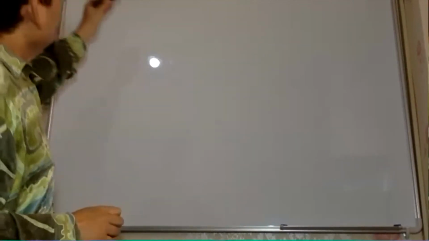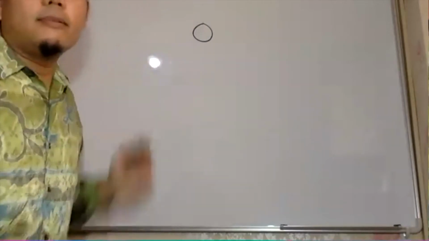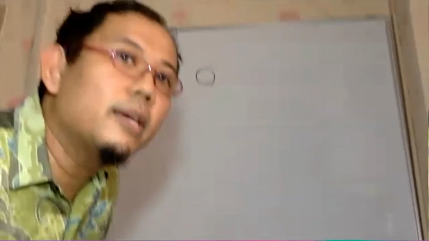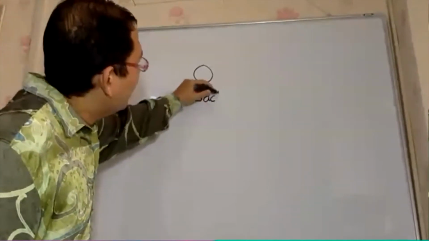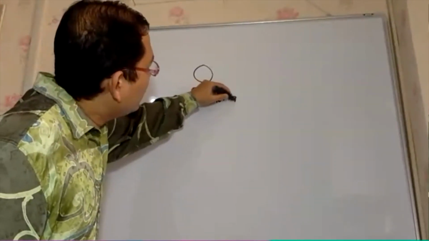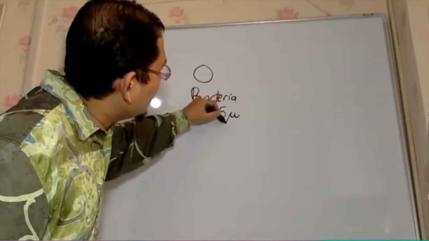So bacteria, the size of bacteria is probably like this. I don't know whether you can see or not. Okay, so this is bacteria. The size is between 0.5 to 5 micrometers.